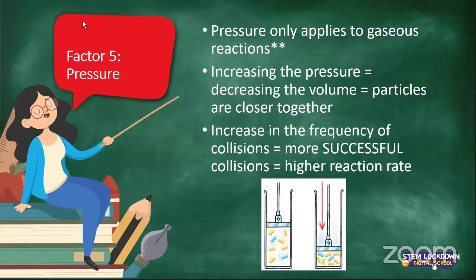So you're increasing the pressure and making the space smaller. And what happens is when you make that space smaller, you're pushing your particles closer together. So what happens when things are closer together? They're gonna have the opportunity to bump into each other more. So by increasing the pressure, decreasing the volume, the particles are closer together, which means they're gonna bump into each other more frequently. And that means that they are most likely gonna collide more successfully. And when they do that, they have a higher reaction rate. So you're increasing the reaction rate.